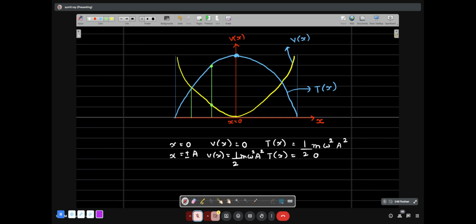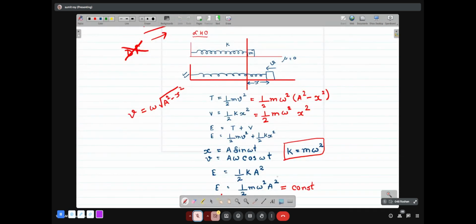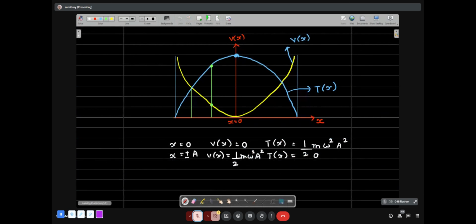They are just being shared between the kinetic energy and the potential energy. We also wrote it here that the total energy is constant and that is equal to half m omega square a square. Fine.